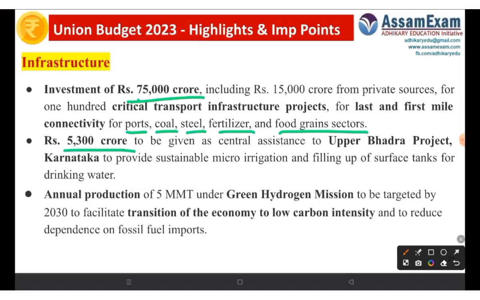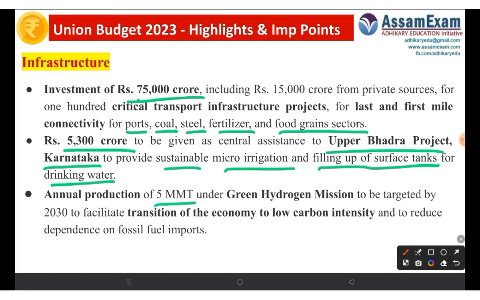Rupees 5,300 crore to be given as central assistance to the Upper Bhadra project, which is in Karnataka, to provide sustainable micro irrigation and filling up of surface tanks for drinking water. Annual production of 5 million metric tons under the green hydrogen mission to be targeted by 2030 to facilitate transition of the economy to low carbon intensity and to reduce the dependence on fossil fuel imports.